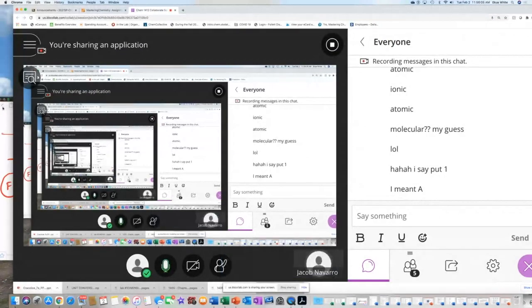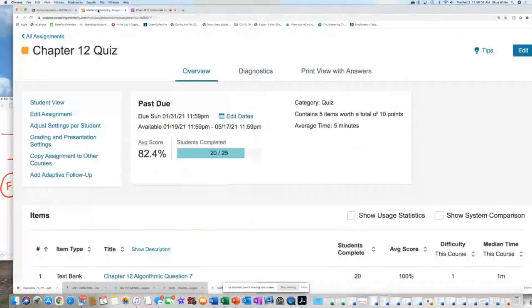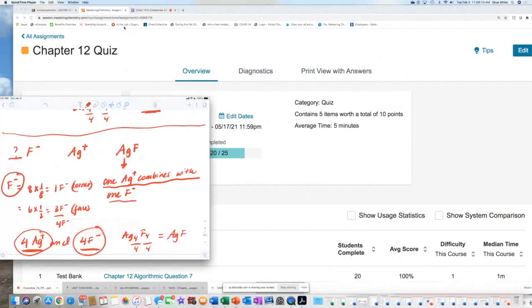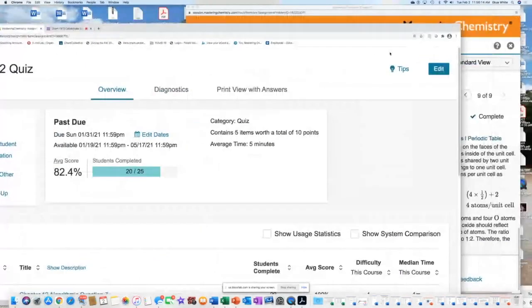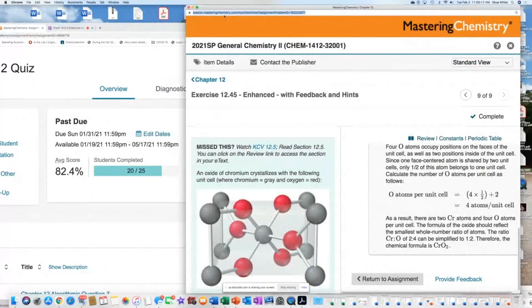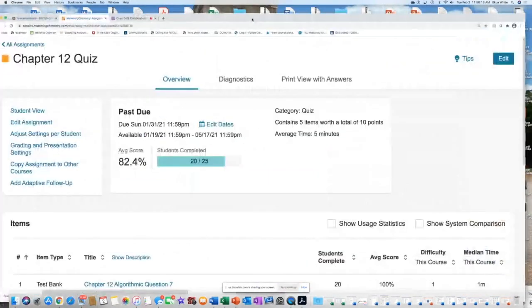You say put one. Okay, hold on. Let me see. Let me find the actual page now. I clicked so much, I forgot where it is. Okay, this is the other one.